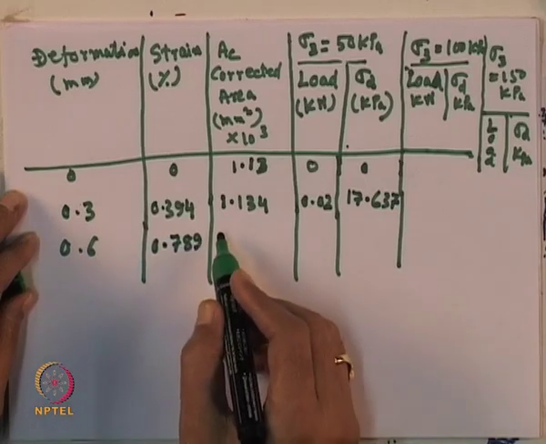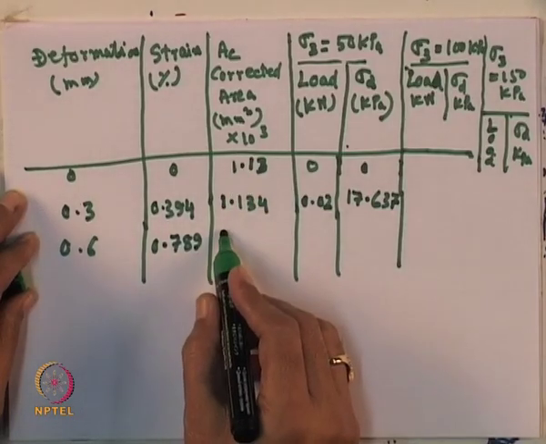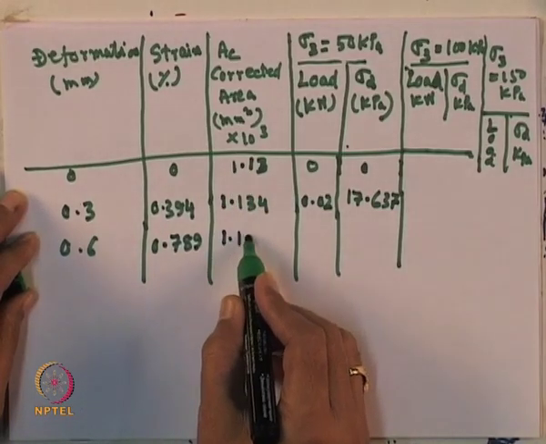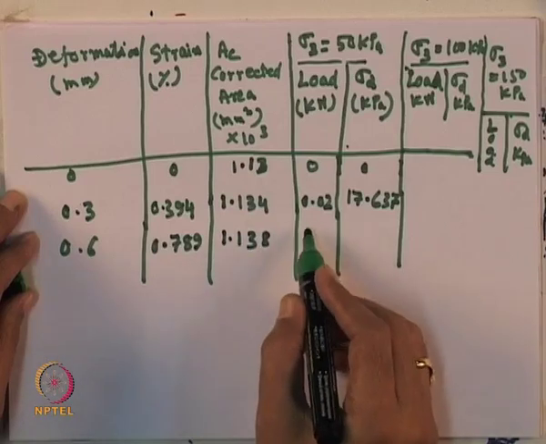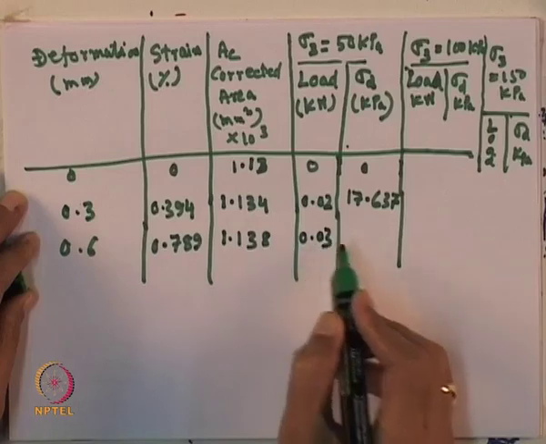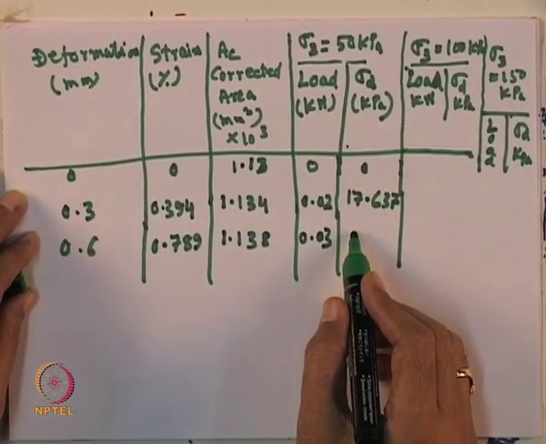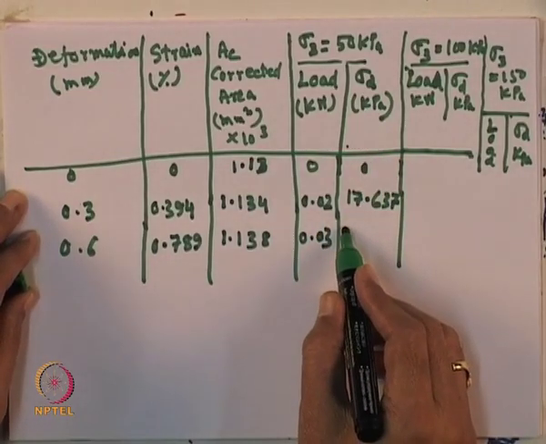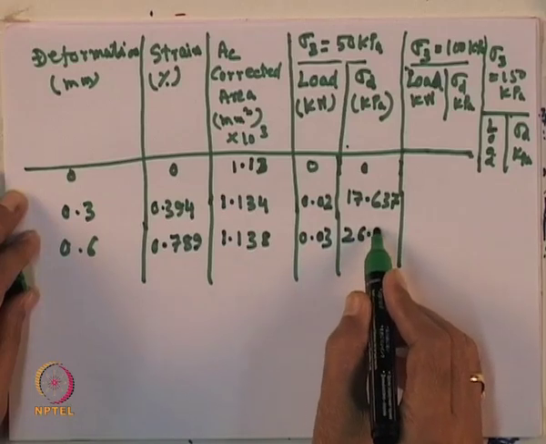Let us say for a deformation of 0.6, the strain value is 0.789, and the corrected area is 1.138, and the load is 0.03, and the sigma d, that is deviator stress, is 26.362.